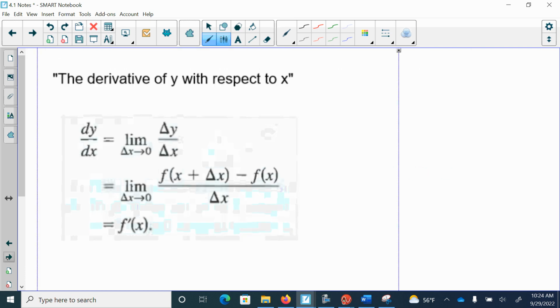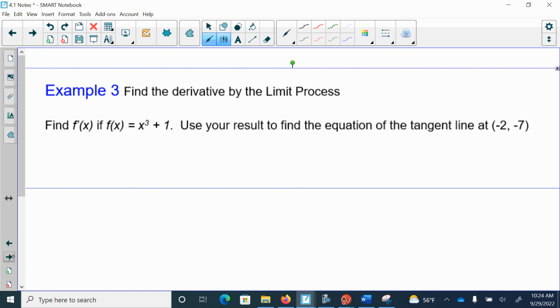So now, this is the definition with respect to x. You're taking the change in y with respect to the change in x, and that's what this is. So now when I ask you to find the derivative, you're thinking they want me to find the slope of the tangent line. It says find the derivative if f of x is equal to x cubed plus 1. Use your results to find the equation of the tangent line. So we're not only finding the slope of the tangent line, we're then going to substitute the point in to find the whole equation of the tangent line.